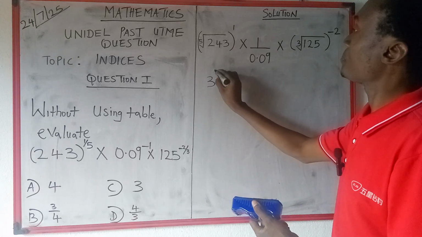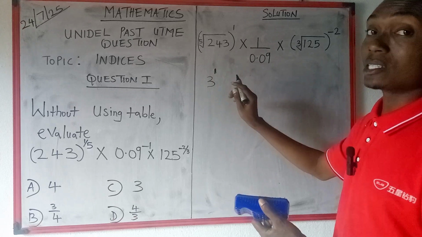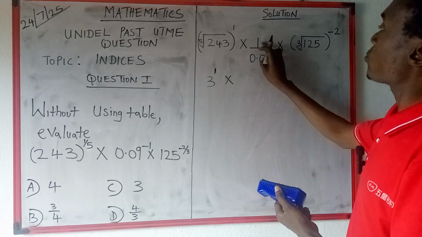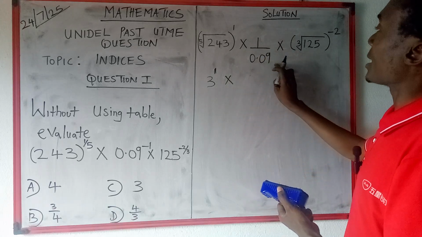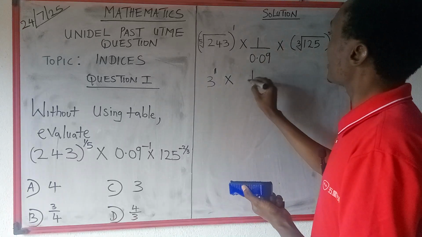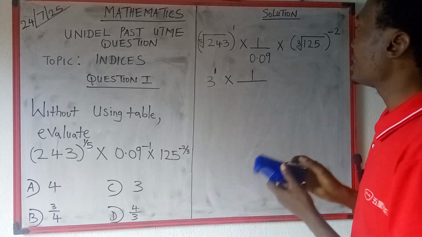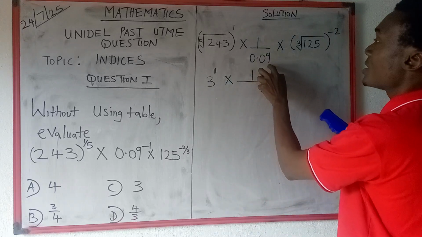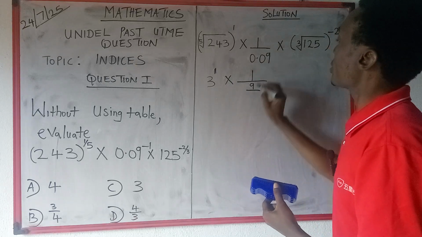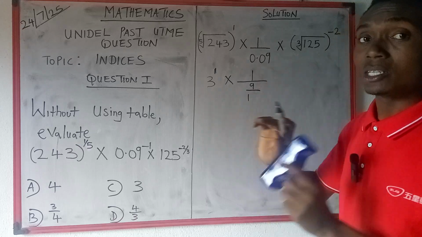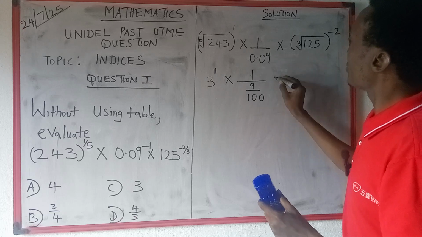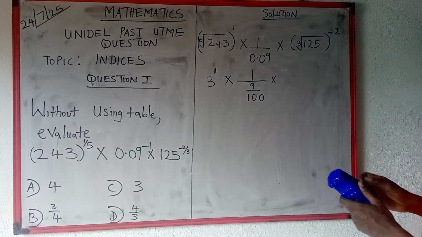Put your 1 here. The 1 is not significant over there, but we have to just put it to follow suit. Times, now this 1 over 0.09. So let's solve it: 1 with the original division sign. Now this is 0.09. If you convert it to a fraction, this is what you have: 9 over 1 followed by the rest counted as 0, so 100. Times, now let's move to this part.